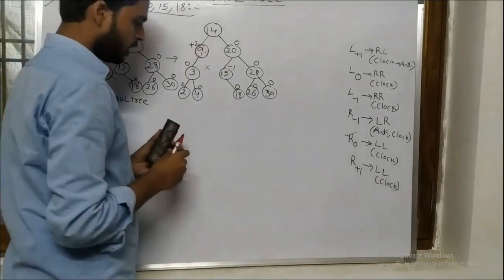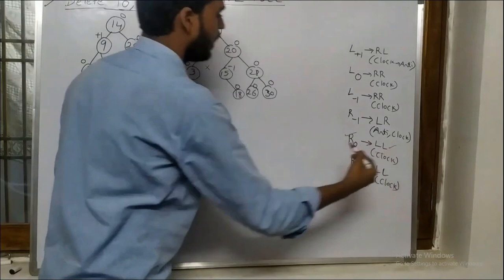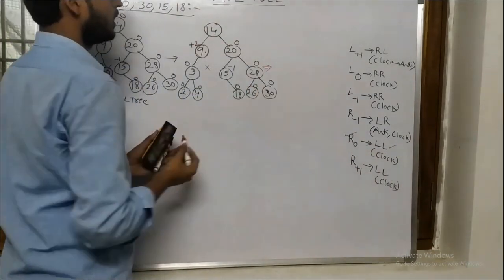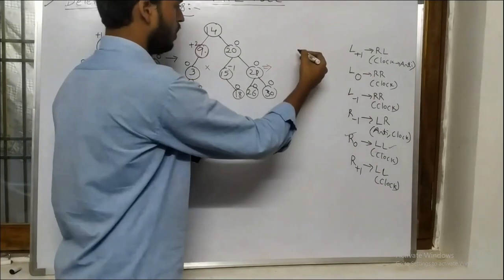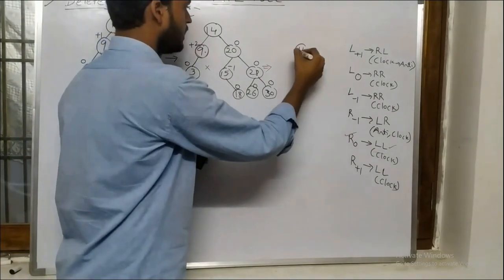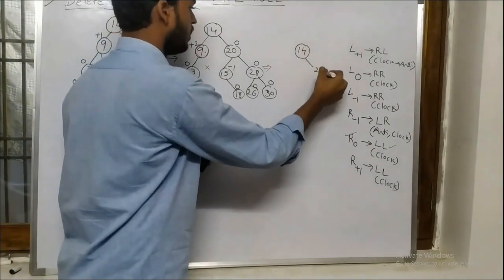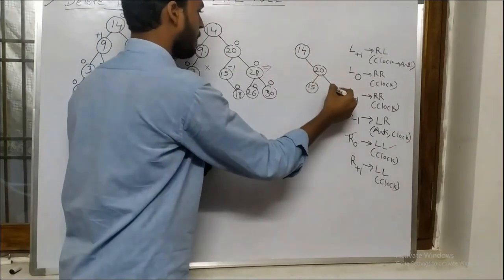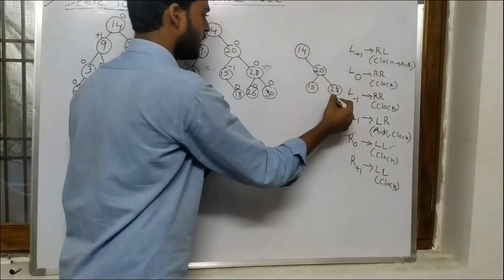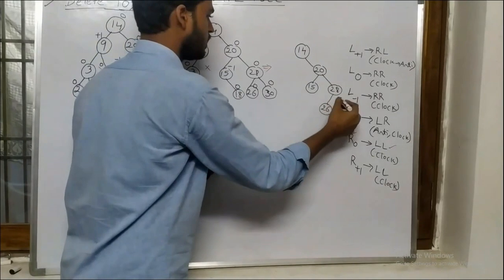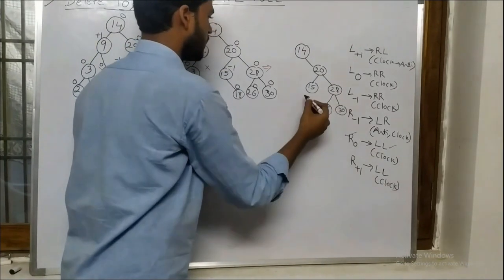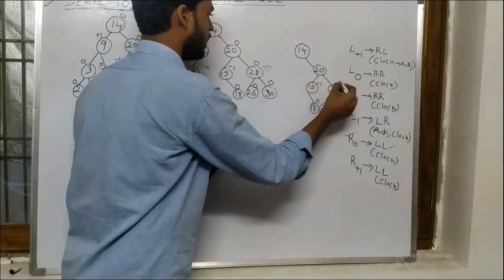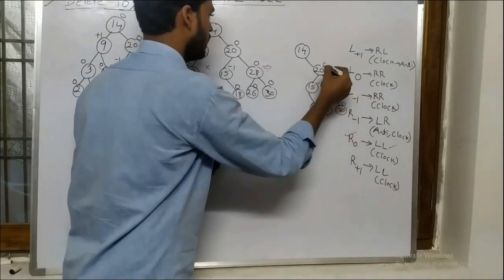When I apply R0 notation, I need to use LL. LL means clockwise rotation. When I make the clockwise rotation, the resultant tree will look like this. So the right side is as it is: 14, 20, 15, 28, 26 and 30. Right side 18. 0, minus 1, 0, 0, 0, 0.